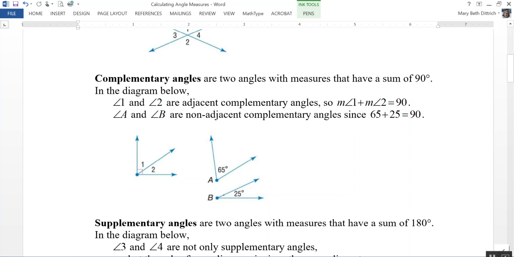Angles A and B are non-adjacent complementary angles because 65 plus 25 is equal to 90. So complementary angles add up to 90 degrees.